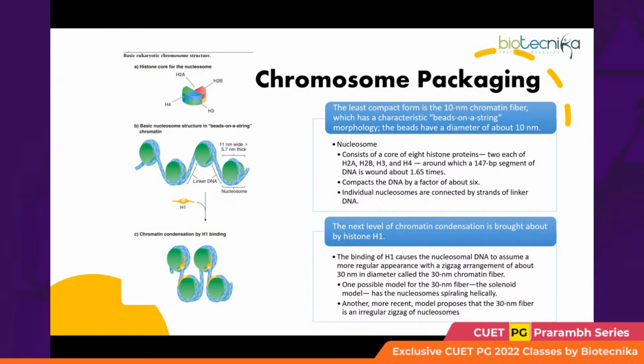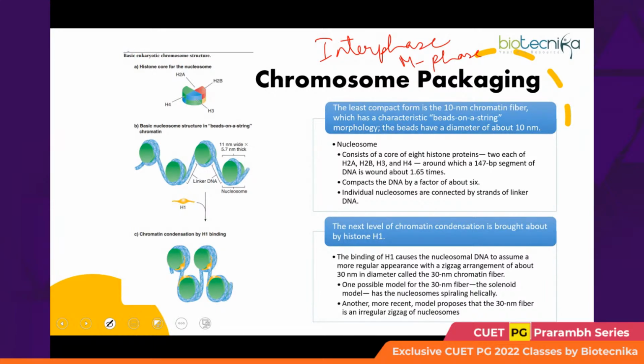Now let's talk about the eukaryotic chromosome packaging. With the electron microscope, different chromatin structures are seen. Okay, the most relaxed chromatin structure is seen during the interphase, and the most compact structure of the chromosome is seen during the M phase of the cell cycle, that is during the division phase.